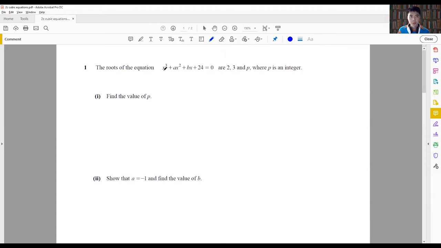The roots of the equation x cubed plus ax squared plus bx plus 24 is equal to 0 are 2, 3, and p, where p is an integer. Find the value of p.